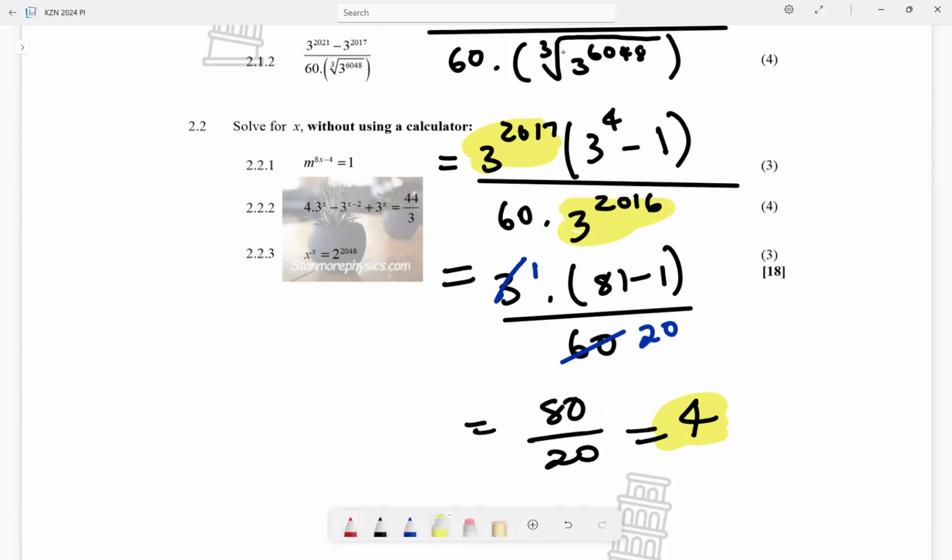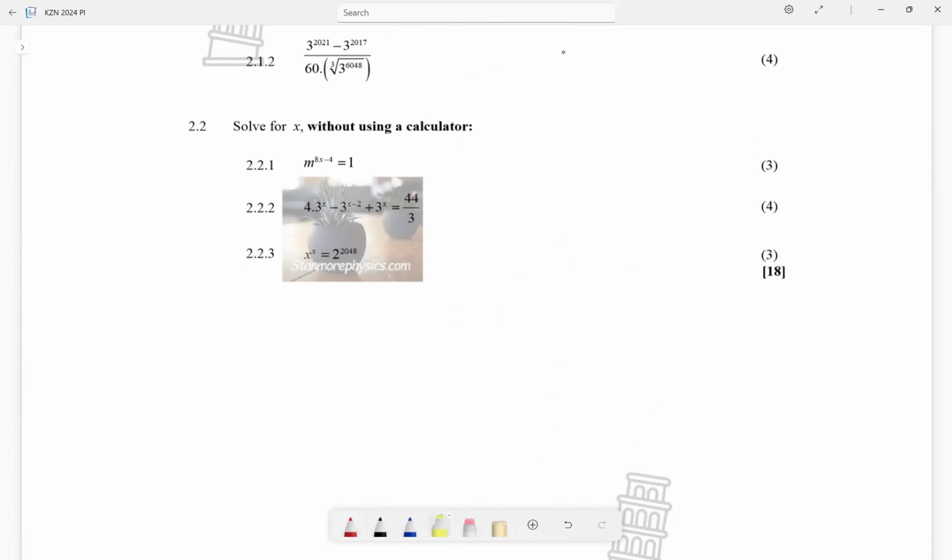Now let's move on to 2.2. So we have m to the power of 8x minus 4 equal to 1. So we try to solve for what? For x here. But how can I do that? Remember, I can do nothing. There's nothing I can do unless this one was m.